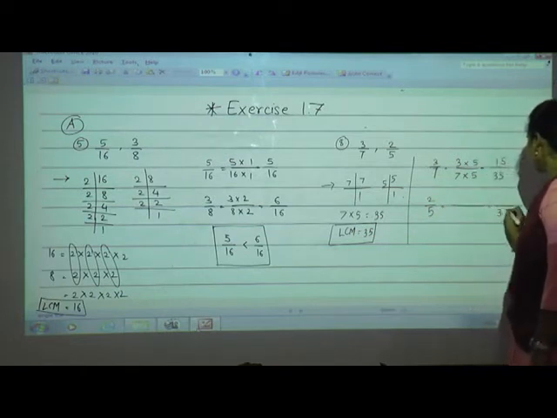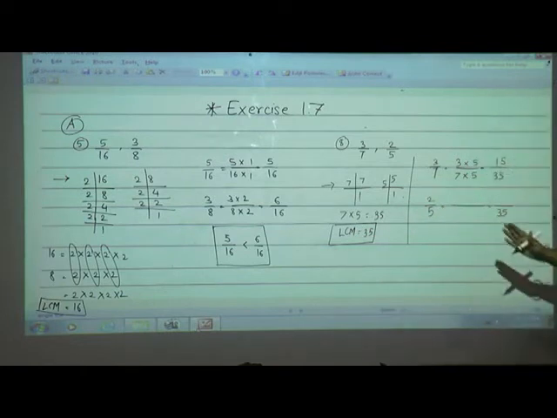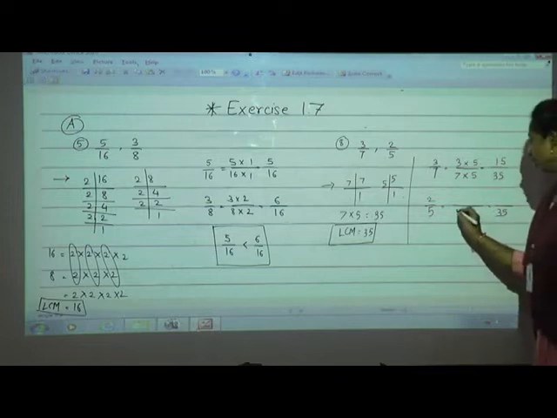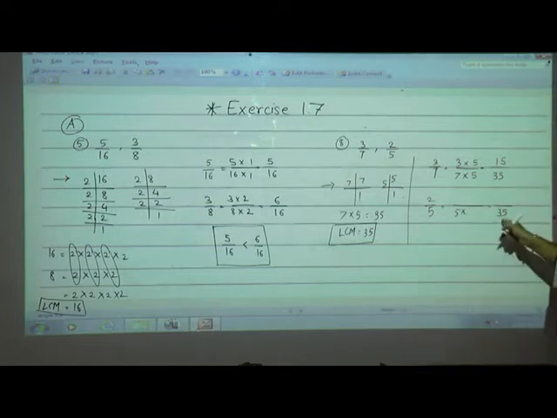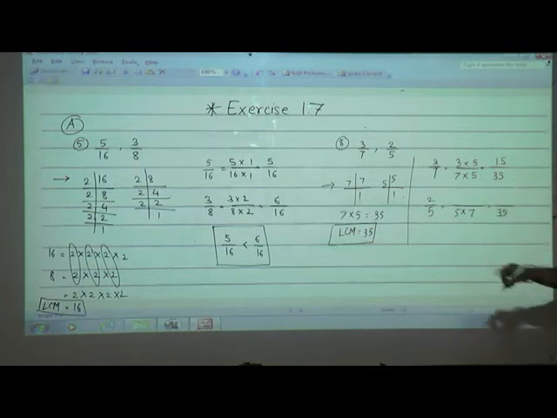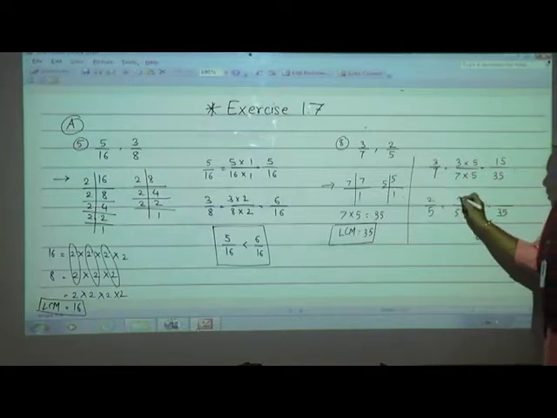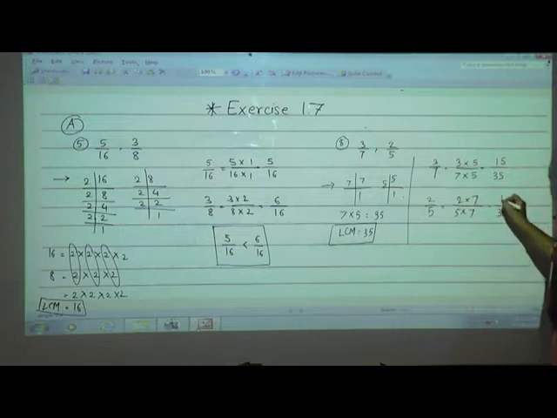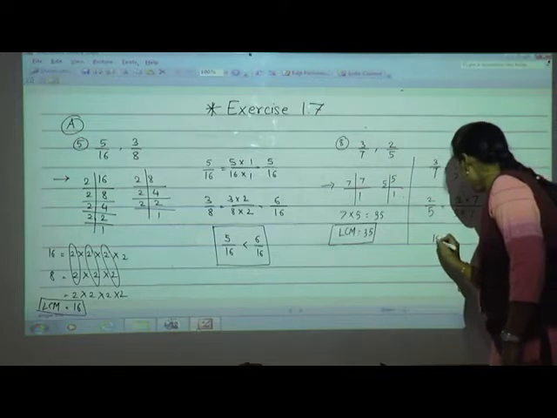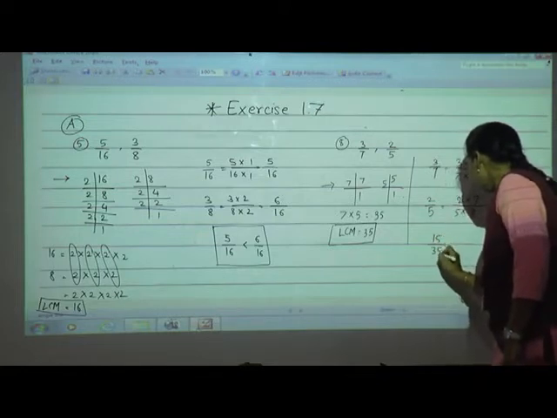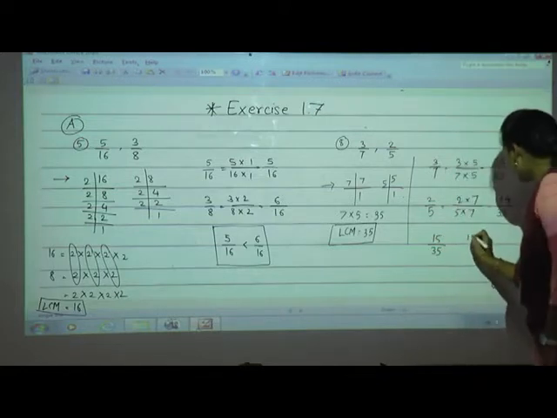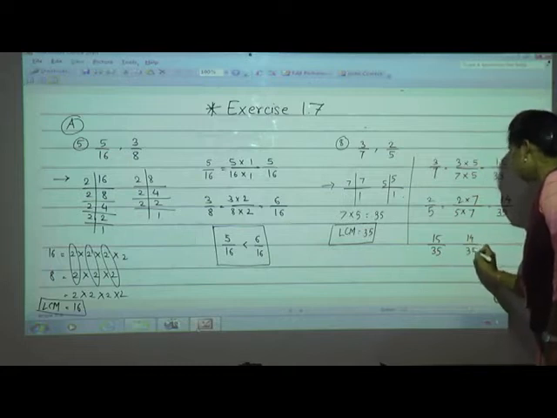Now the next number, 2 upon 5. So in the place of denominator what should come? 35. Write first only 35. Now what multiplied by 5 do we get 35? 5 7s are 35. So 7 here also we have to multiply in the place of numerator, and the number 2 take as it is. 2 7s are 14. Now we got two fractions, 15 upon 35 and 14 upon 35.